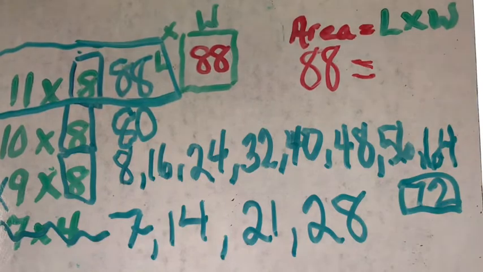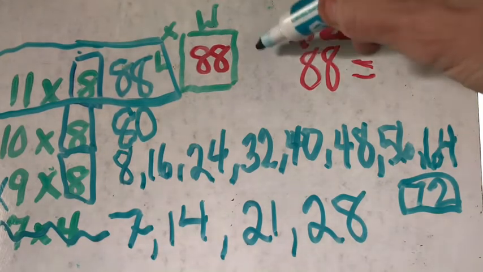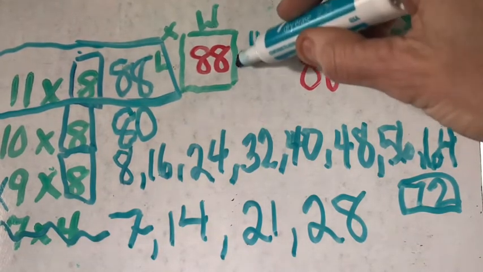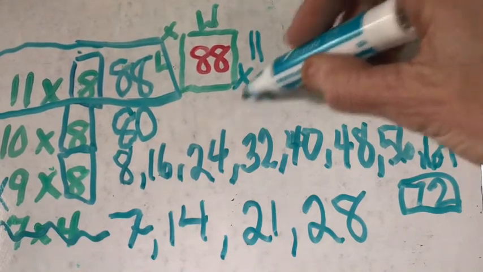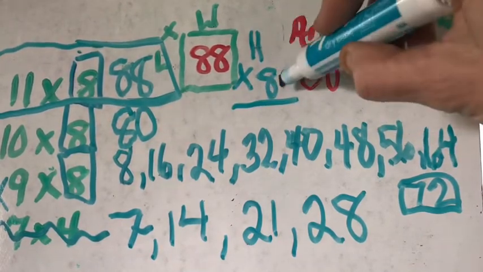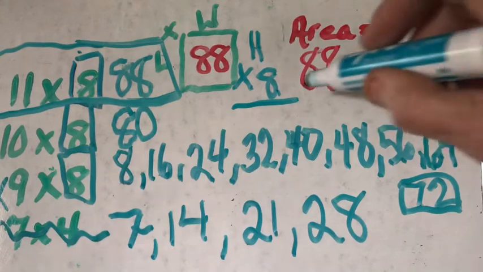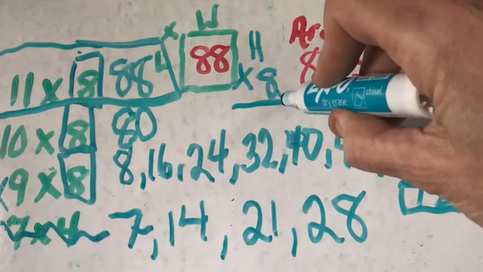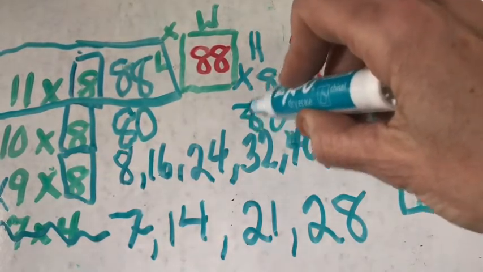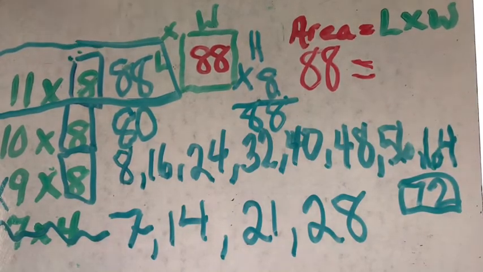And if you also look, when you do 11 times 8, I'm going to put it right here, 11 times 8. 1 times 8 is 8, and 1 times 8 is 8. So 11 times 8 will give us 88. So our first choice is the correct answer there.